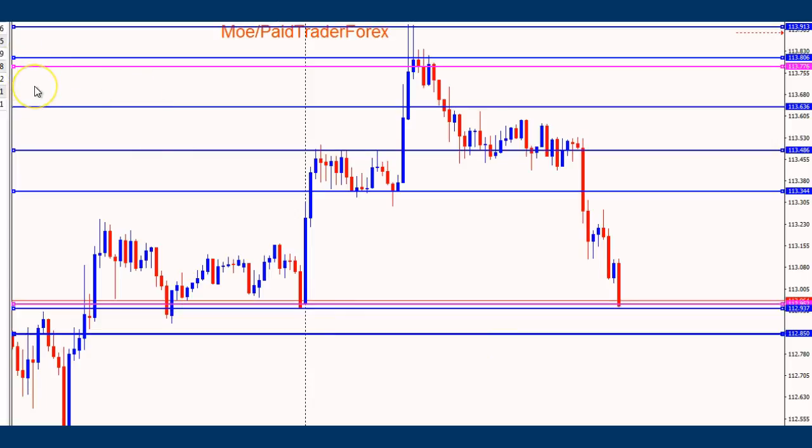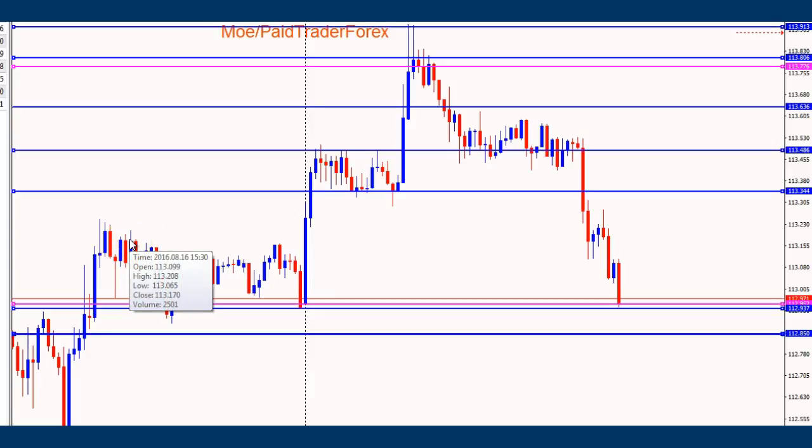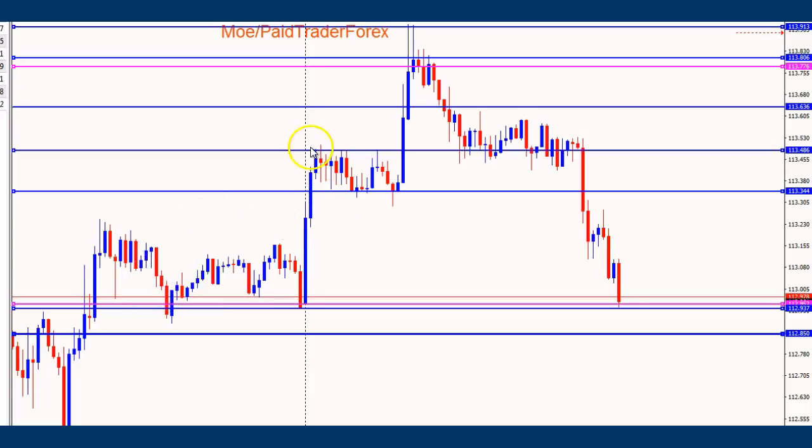Now you can have a confluence of support and resistance. You can have more than one support line bumping up against each other, more than one resistance line bumping up against each other, depending on your time frame. So let's do this. This is the Euro Yen 15-minute chart. Let's look at this on a larger time frame.